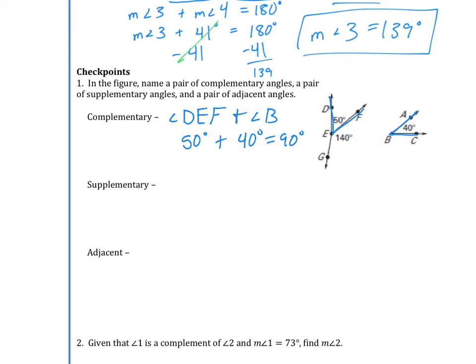Supplementary would be angles that add to 180. The two green angles would be angle GEF and angle B, because angle GEF is 140 degrees and angle B is 40. 140 plus 40 is 180 degrees.